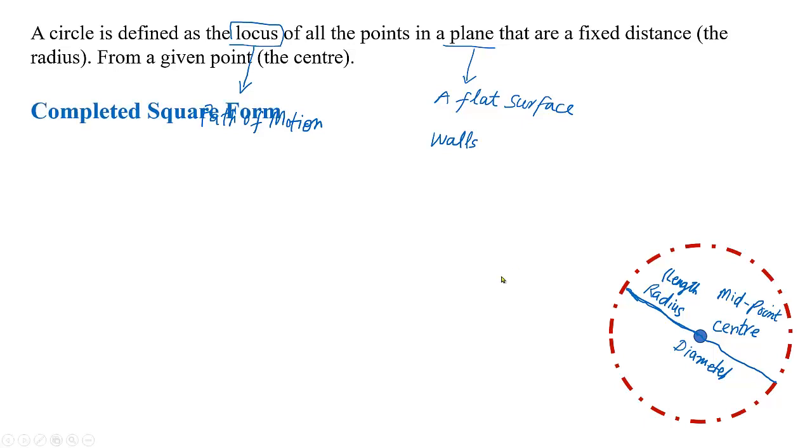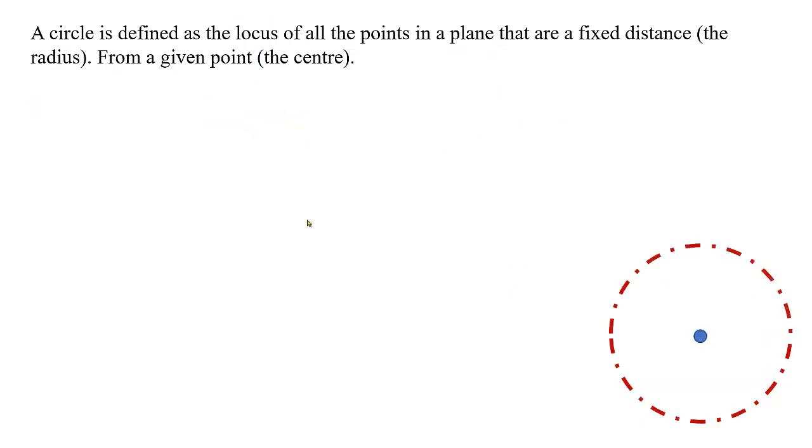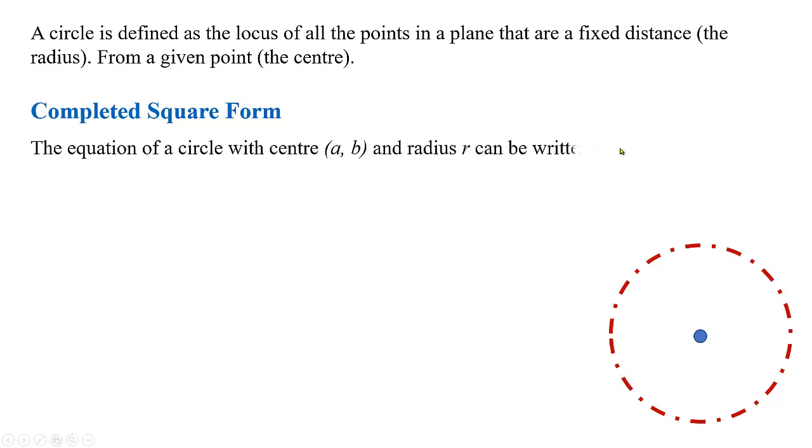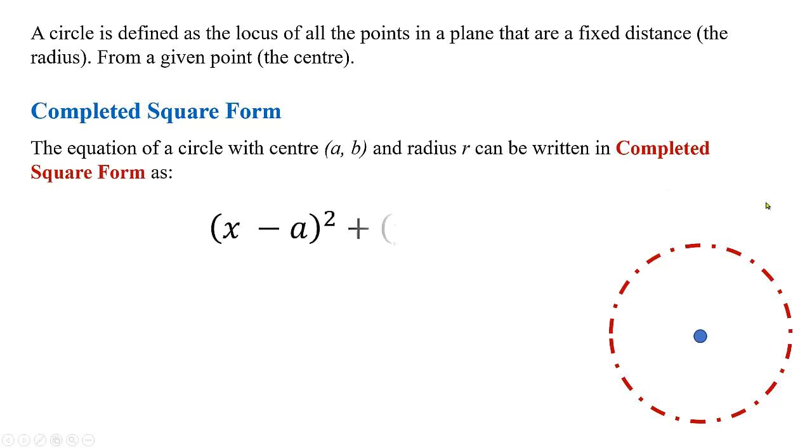The equation of the circle. There are two forms of the equation of the circle. One is called the completed square form. So let's see what the completed square form is. This is the completed square form of the equation of a circle.